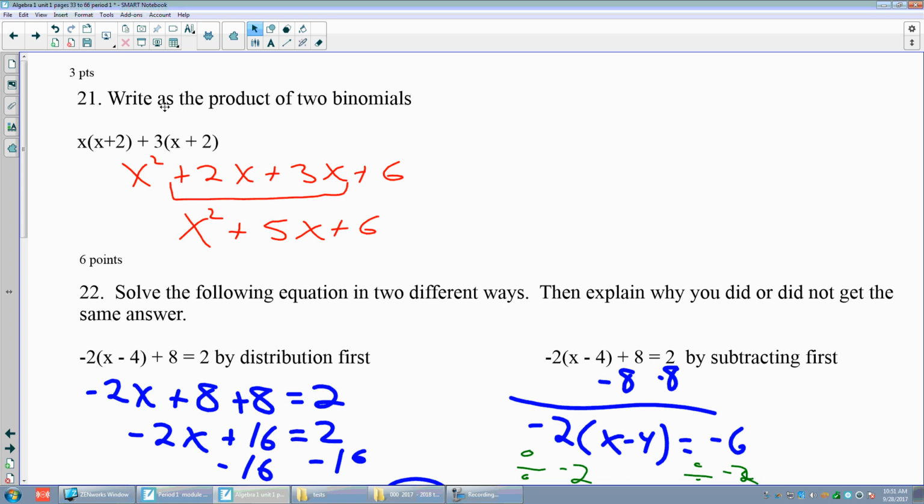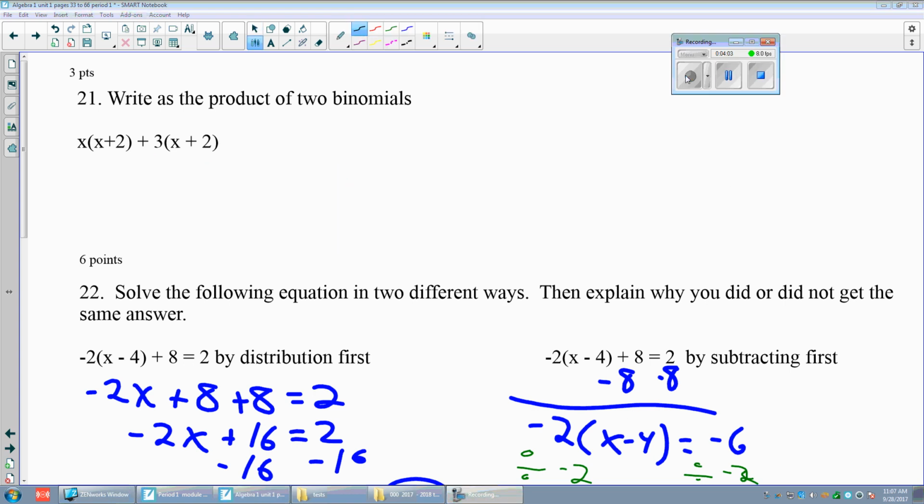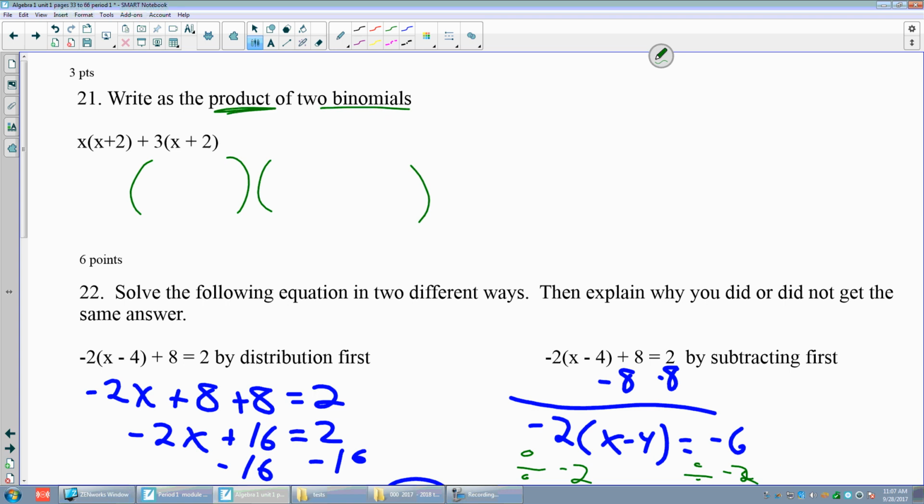Oh, wow. Hold on a second. Okay, I read the directions wrong in class. It says write it as a product, a multiplication problem, of two binomials. So this has to be written like that. So tomorrow, no matter which way you do it, I'm going to give you full credit.